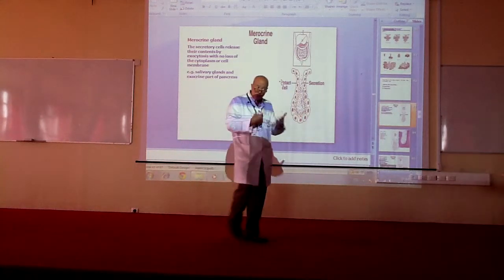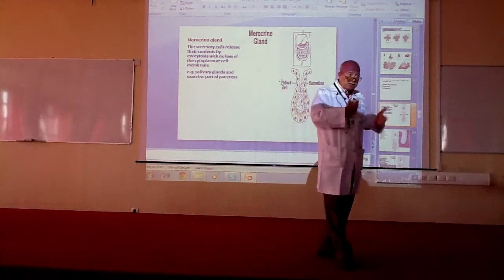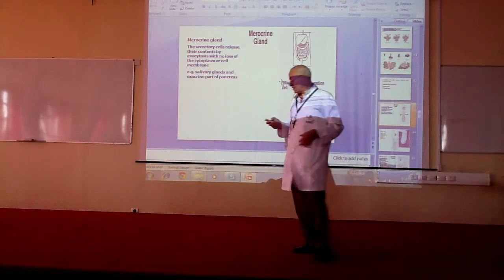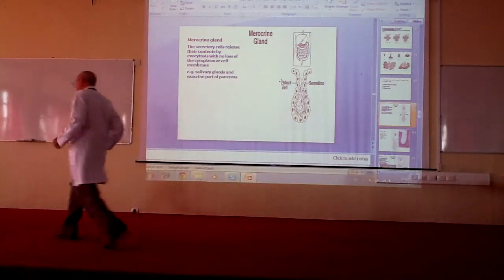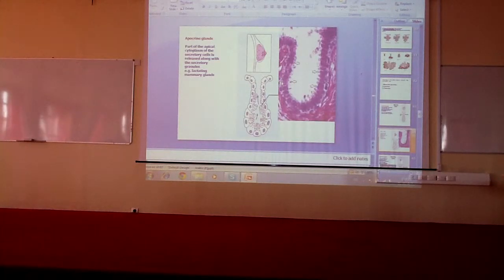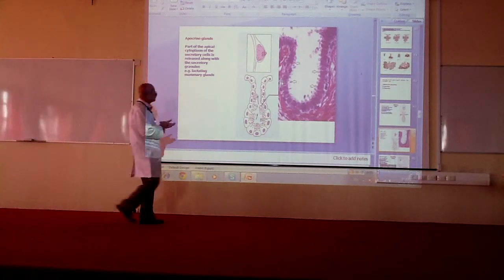The glands which work continuously need secretion for a long time. This is the first type. Second type, apocrine glands. Don't forget the type, the method and the type.